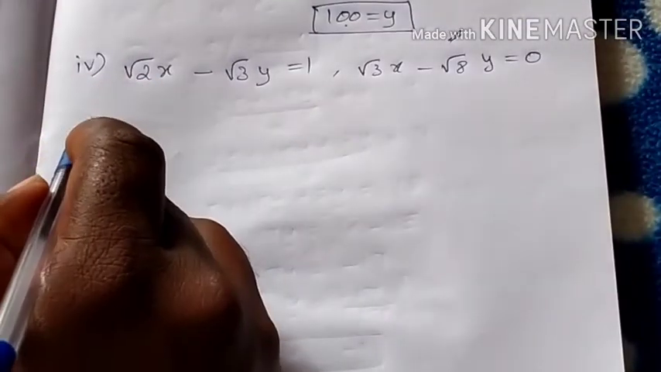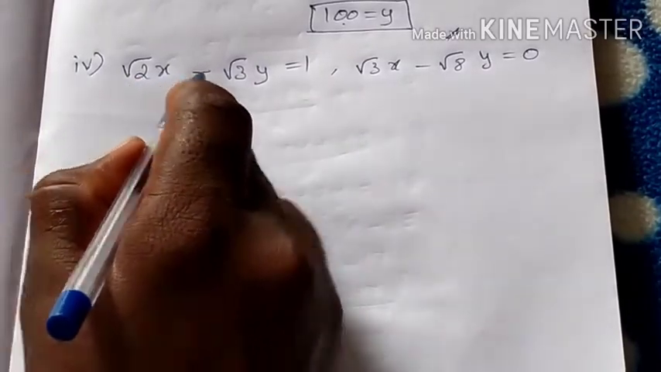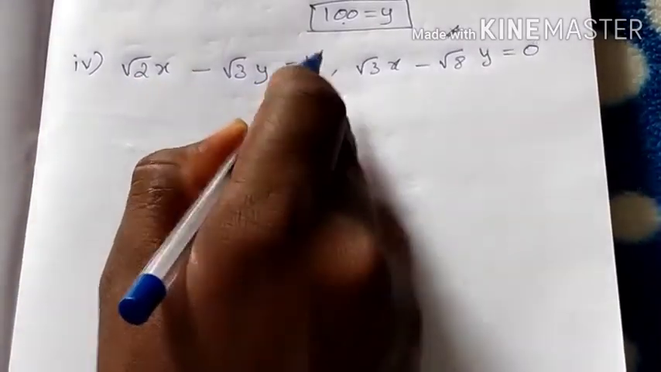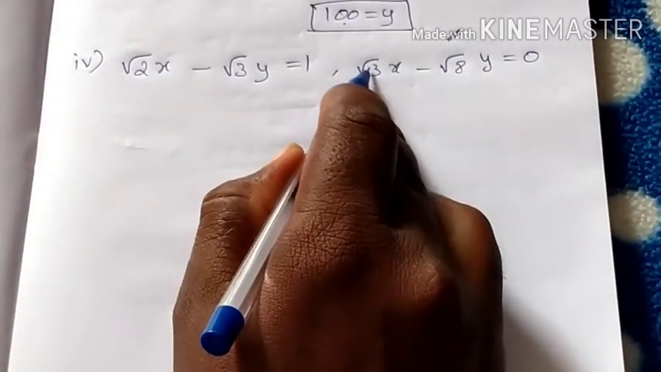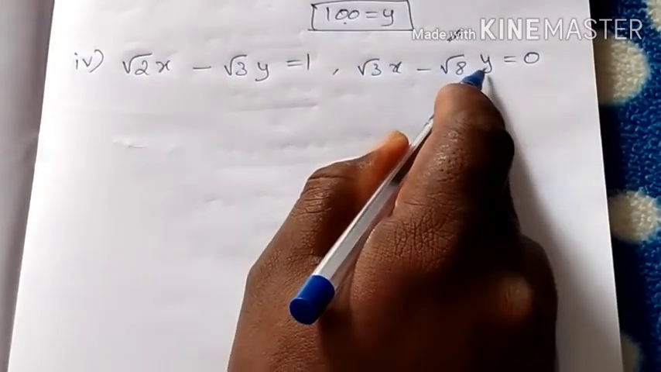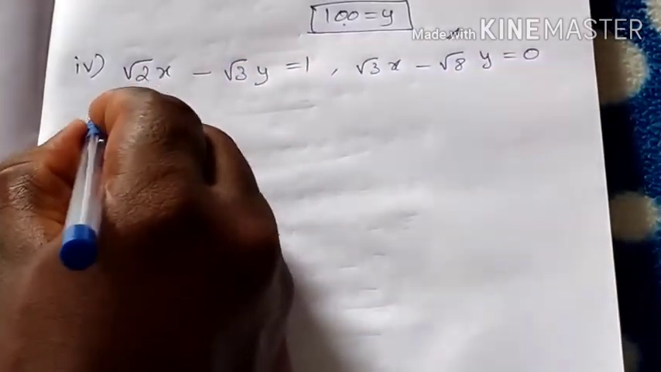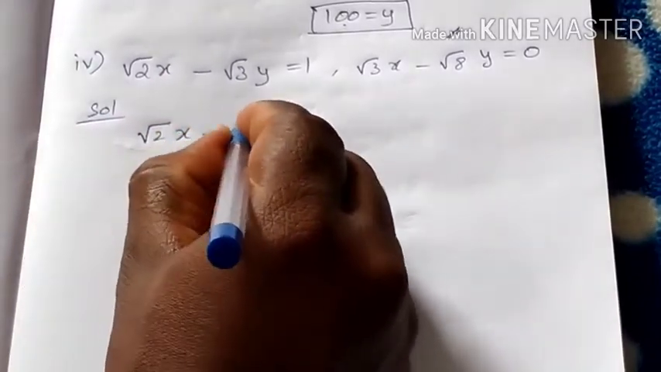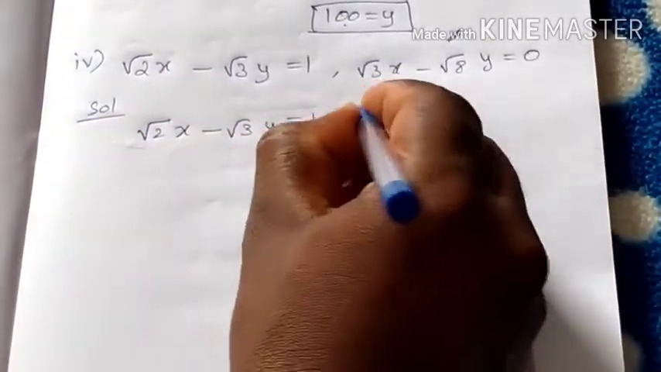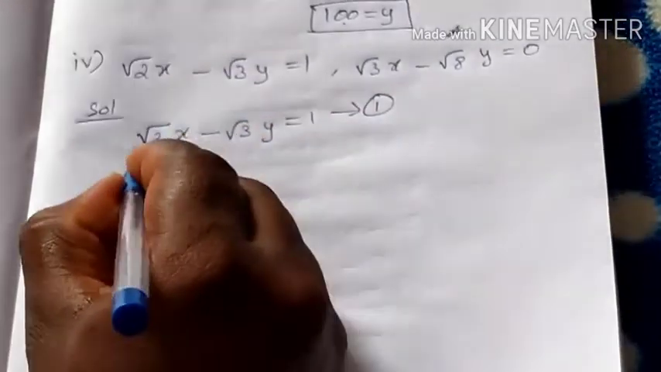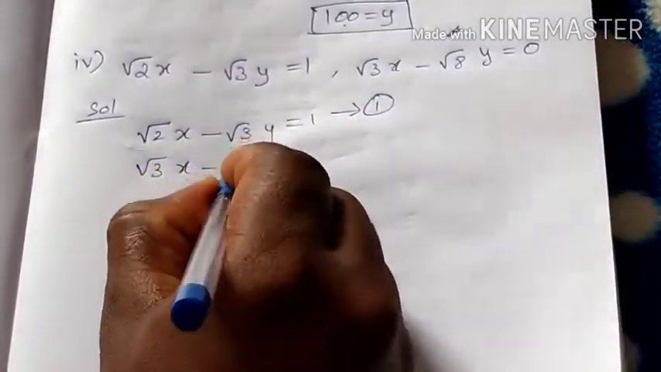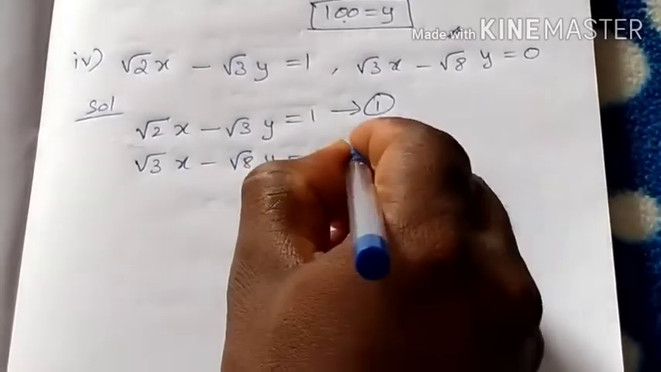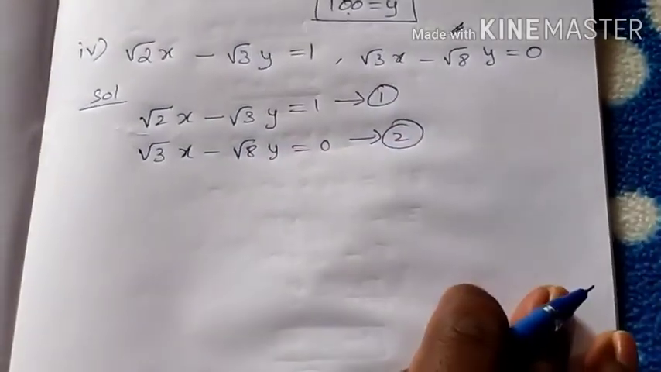Okay, listen. Next, fourth subdivision: root 2 into x minus root 3 into y equal to 1, and second equation, root 3x minus root 8y equal to 0. The solution. The first equation is root 2x minus root 3 into y equal to 1. This is for the first equation. The second equation is root 3x minus root 8y equal to 0, for the second equation.